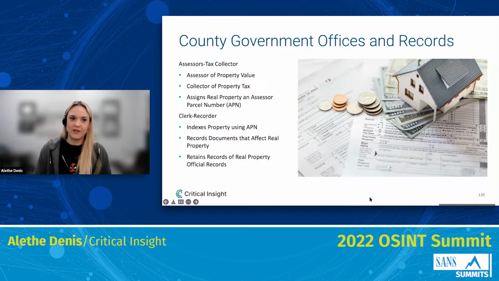Government offices keep records. There are two main offices that are involved with property records. One is the assessor tax collector, who handles property tax value, property taxes, and collecting those taxes. This office also designates each property with sort of a social security number for a piece of property called an assessor's parcel number or assessor's identification number.